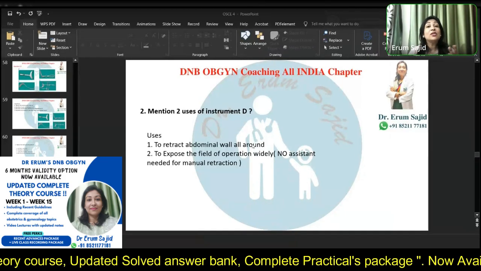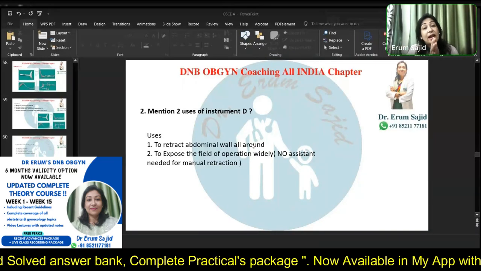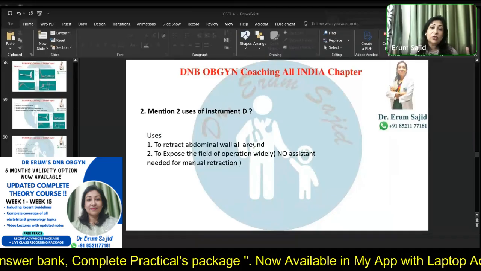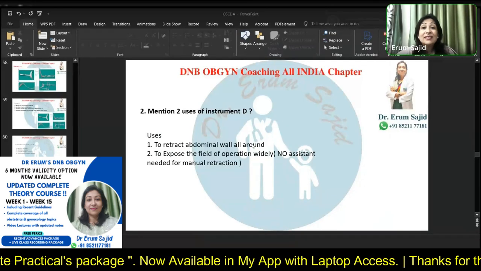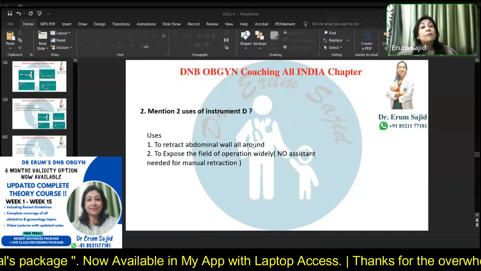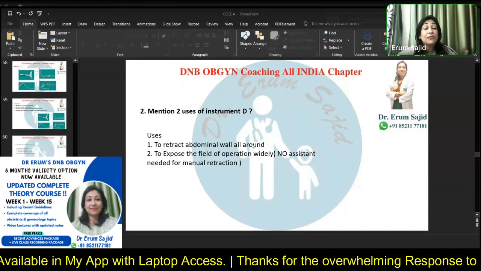Self-retaining is excellent, but the second thing is also it gives you a wide exposure. It retracts the entire area of the abdominal wall. So it's not that only the posterior flap or the anterior flap is being retracted at one point in time, but it's doing the entire thing. So it gives you a broad vision, which you obviously require in difficult surgeries.